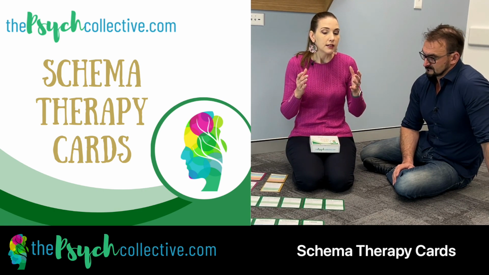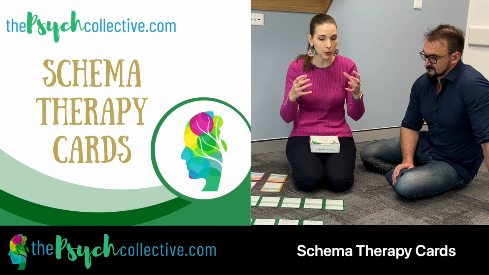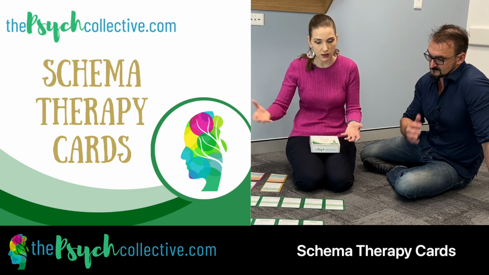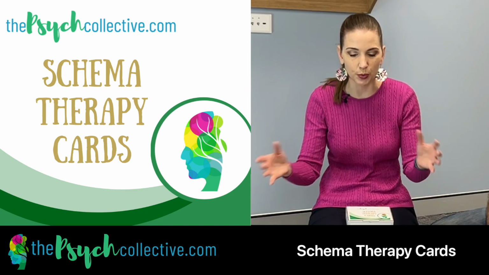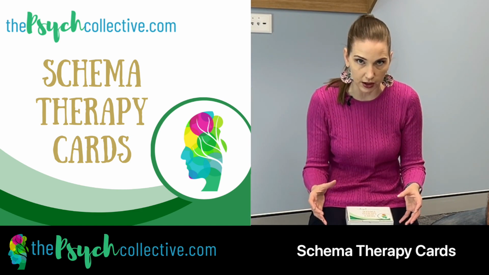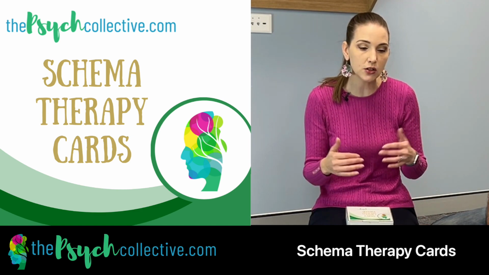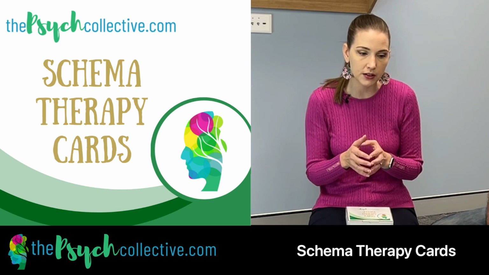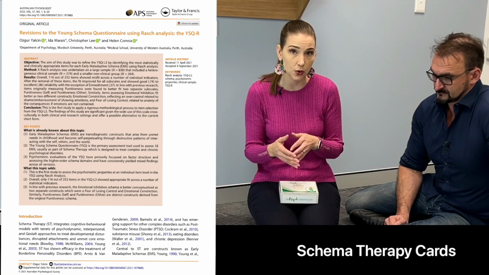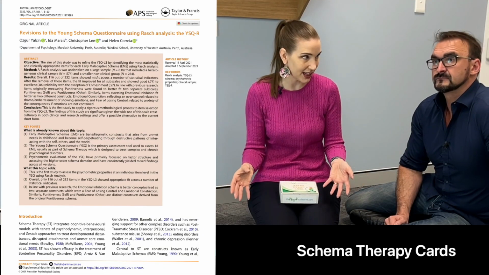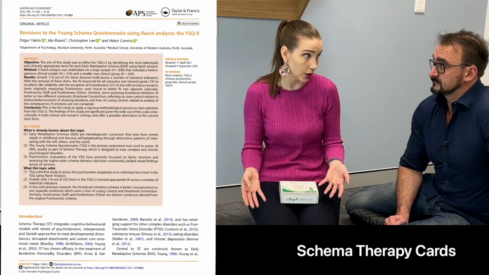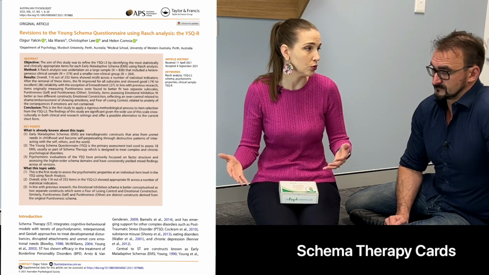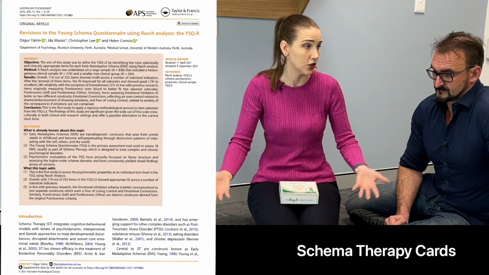Schema can be really tricky because it's very much a cognitive therapy. There's obviously behavioural and experiential components to it, but the schemas themselves are very cognitive. There's a lot of moving parts. Based off the newest research with the schema questionnaire revised, the YSQR, there's now 20 maladaptive schemas. That's a lot for people to remember. Now, no one has all 20, and some of them are contradictory, so you can't have all 20.